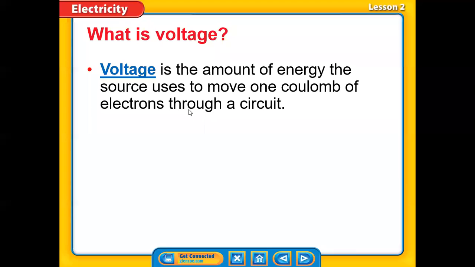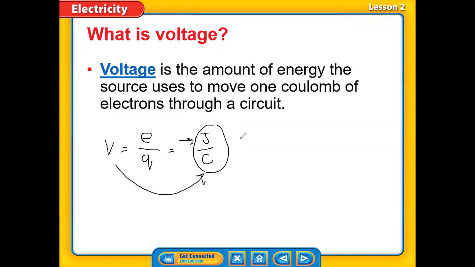So we said that voltage is the amount of energy. Simply, voltage equals the amount of energy divided by the amount of charge that will flow. So V equals E over Q. E is the amount of energy that will move one coulomb, that means a quantity of electrons. Energy is measured in joules and the quantity of charge is measured in coulombs. So the voltage unit is joule over coulomb, which equals the SI unit known as volt.